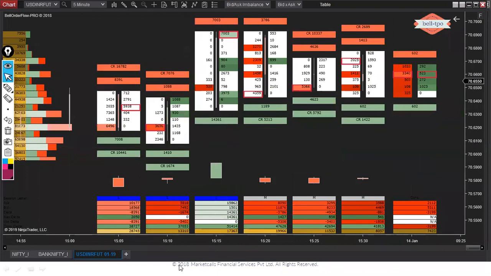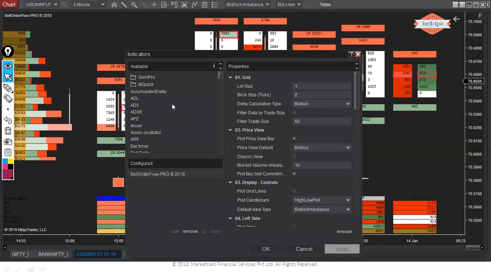If you want to set crude oil, the tick size is 1. Minimum possible movement is 1. So you have to use 1 as the value in your TPO size. Just put 1. You have to right click and go to indicators. Your tick size is already 1, and your brick size also should be 1 over there.